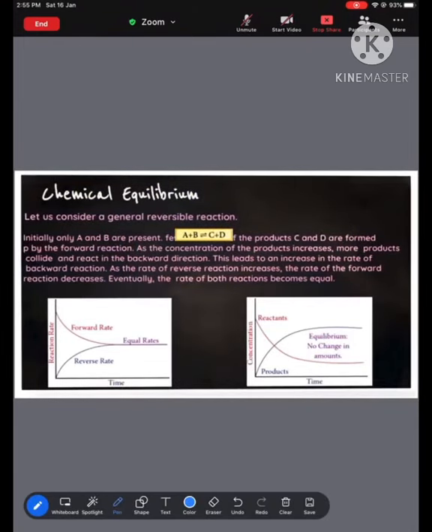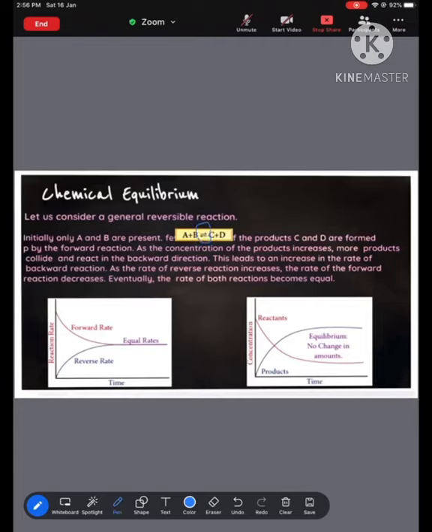So next we're going to see about chemical equilibrium. I told you there are two types of equilibrium, physical and chemical. Now we're going to see in detail about chemical equilibrium. So let us consider a general reversible reaction: A plus B giving you C plus D, where A and B are going to be your reactants, C and D are going to be your products, and between them you have the reversible sign.